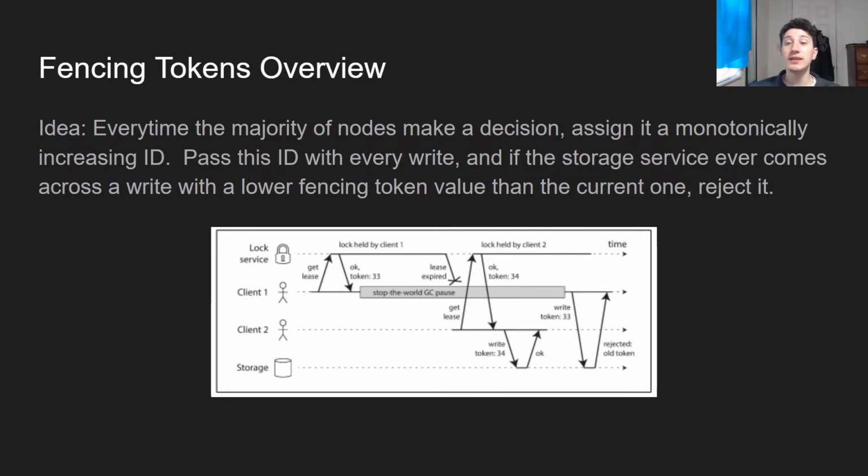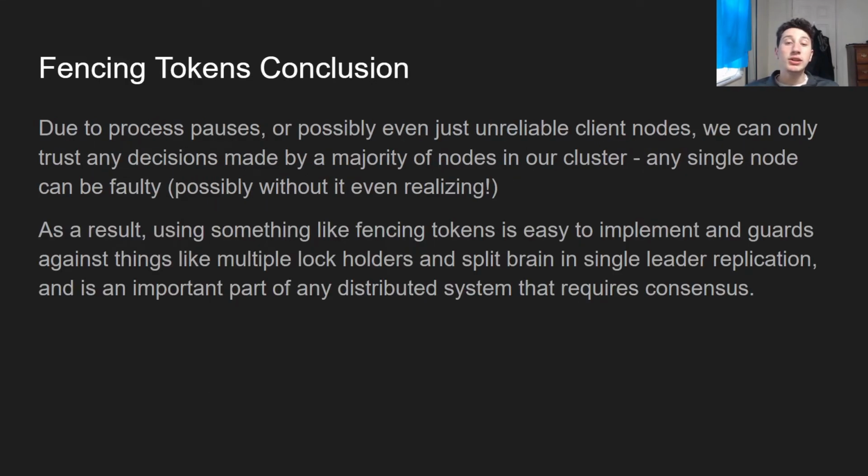And so by using fencing tokens, we can circumvent this process pause issue and the issue of having some sort of split brain or a node thinking that it's something it's not. Okay, in conclusion, due to process pauses or even just unreliable client nodes, we can really only trust decisions by a majority of nodes in our cluster. However, that doesn't mean that individual nodes aren't going to be wrong at times without even realizing it.